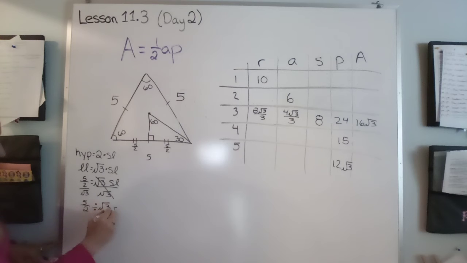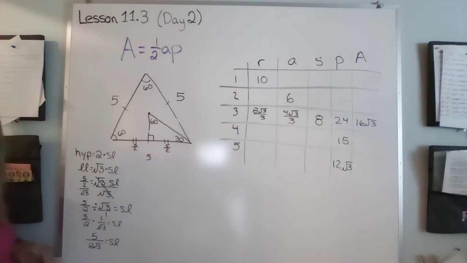Just a different way of looking at it. And hopefully you guys remember from elementary school that you can change division into multiplication and flip the second fraction, multiply by the reciprocal. So I'm going to multiply by 1 over root 3. That's going to be my short leg. So far, multiplying numerators and denominators, I have 5 over 2 root 3 equals my short leg.